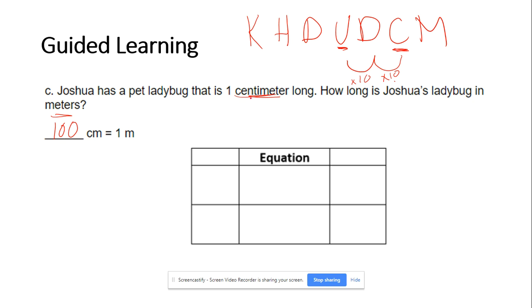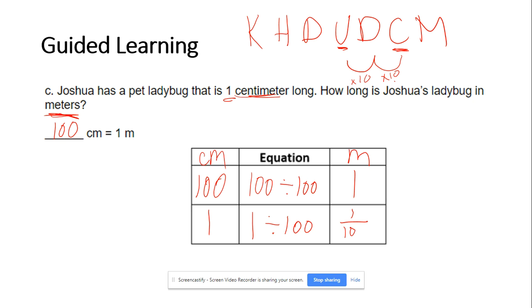So let's see, they're giving us centimeters. He has 1 centimeter. So our input is centimeters, and it's asking how long Joshua's ladybug is in meters. So that's going to go on the right side. Our output is going to be meters. If we had 100 centimeters, we would divide it by 100 centimeters per meter, and we would get 1 meter. 100 centimeters equals 1 meter. But we don't have 100 centimeters. We only have 1. So we're going to do 1 centimeter divided by 100 centimeters per meter, and that gets us 1/100th. So Joshua's ladybug is 1/100th of a meter long.